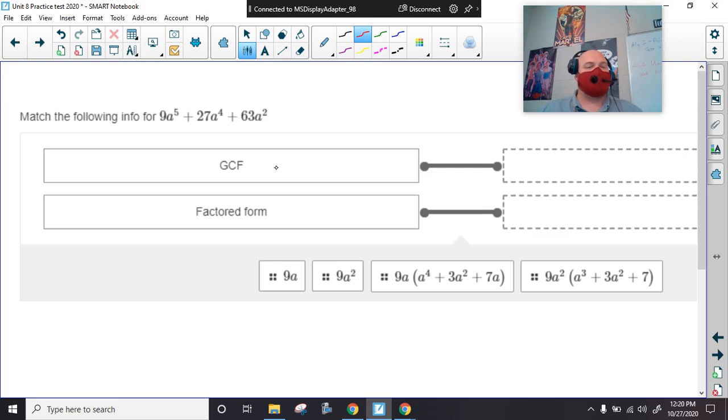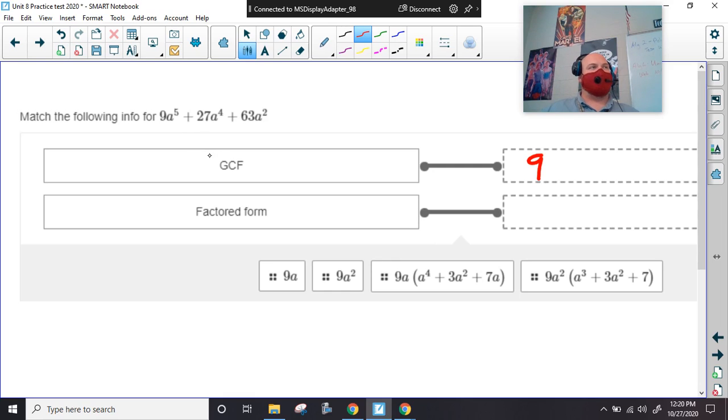Now, basically, if you got the GCF wrong, you would have got the factored form wrong. Okay, that's just kind of how it went. Now, what is the GCF between 9, 27 and 63? What's the number you can divide out? 9. Okay, yeah, you should say 9. It's right there. All right.